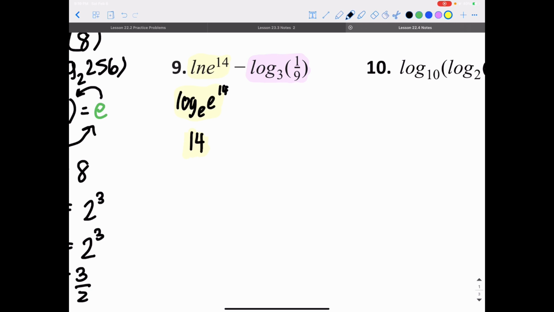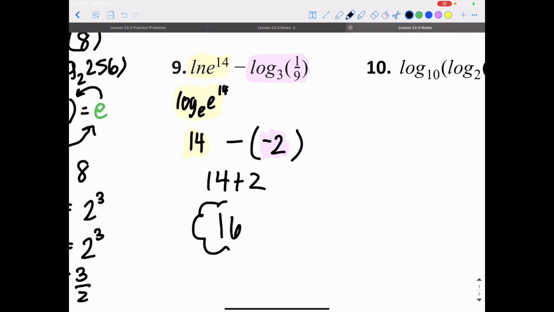If I do log base 3 of 1 over 9, I'm asking, what do I have to raise 3 to get 1 over 9? 3 to the second power gives me 9, so if I wanted the reciprocal, I would do 3 to the negative second power. So this is negative 2, and I'm subtracting these. So 14 minus negative 2 gives me 14 plus 2, which is 16.